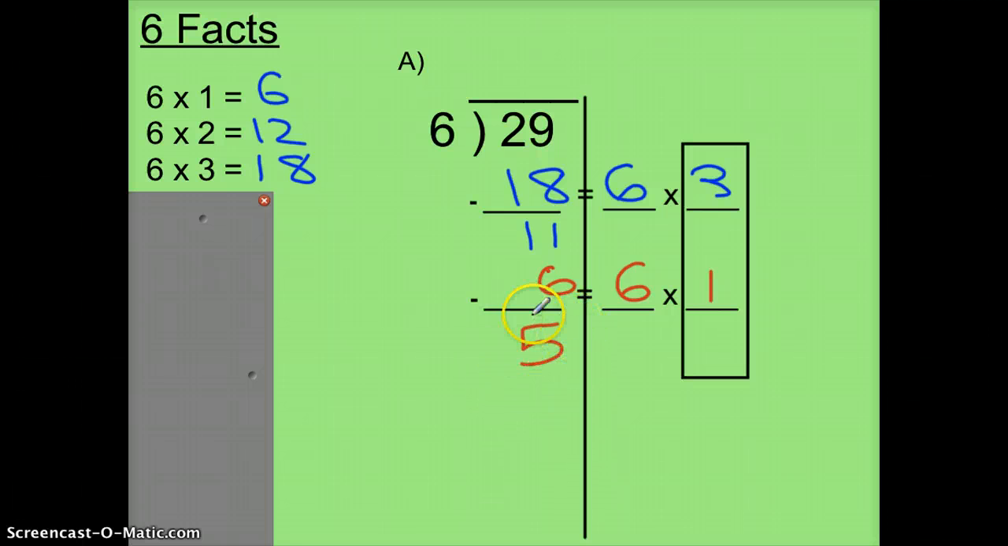Now I can see that this number here, what I have left, is smaller than my divisor, which means that I won't be able to take away any more groups of 6. I won't be able to make another group of 6 because I only have 5. So this number is now my remainder. I took away 3 groups of 6 and 1 group of 6, and 3 groups plus 1 group is 4 groups of 6 with a remainder of 5. So again, 3 groups of 6, 1 group of 6 equals 4 groups of 6 with a remainder of 5.